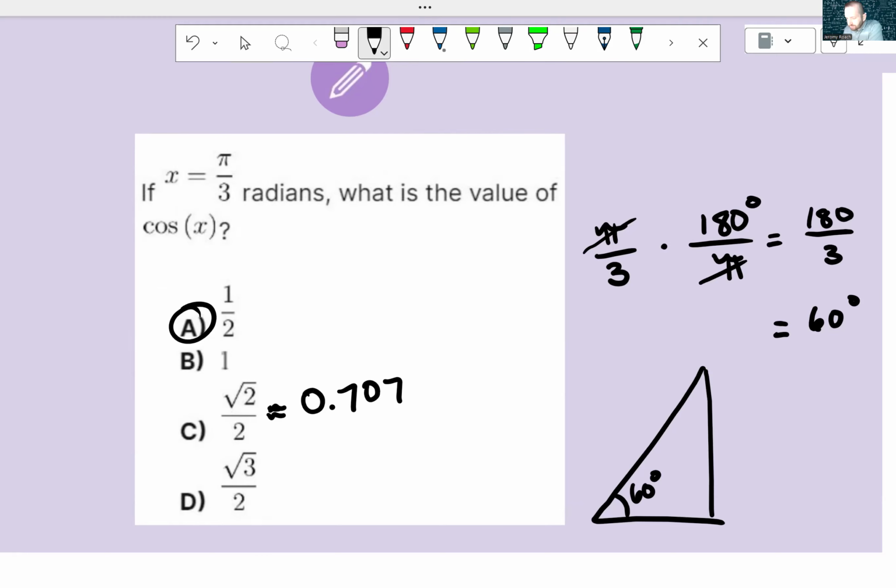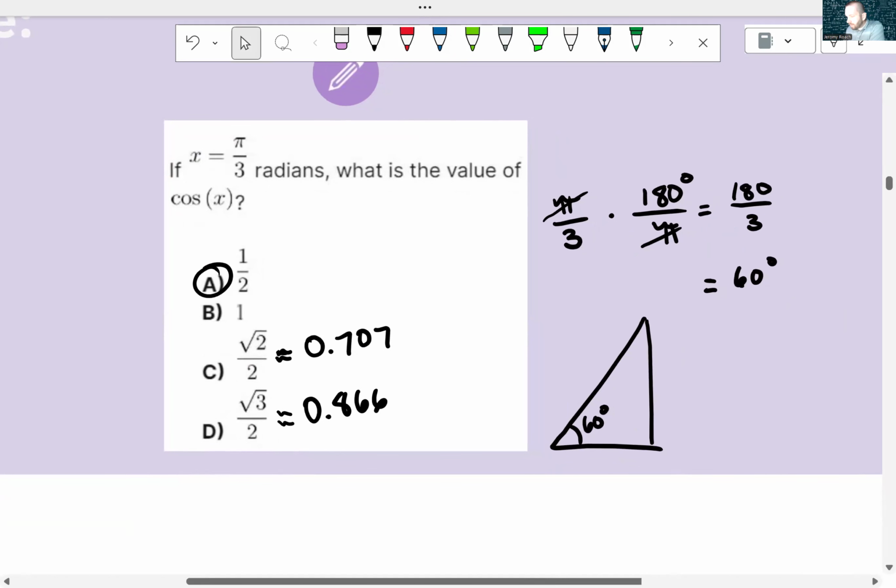Okay, so that's how you would check that. You can just change these to decimals in your calculator and then see if they match up. All I did was cosine of 60, and that gave us our answer for that one. And then these I'm just putting in the calculator and writing the decimal equivalent that they're about equal to.